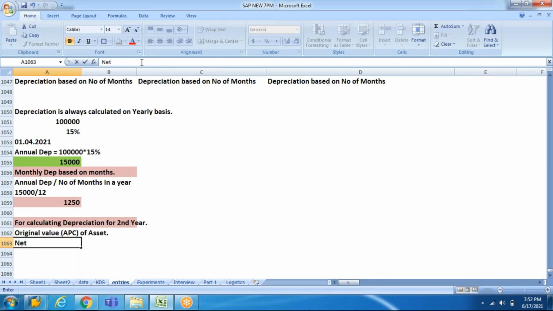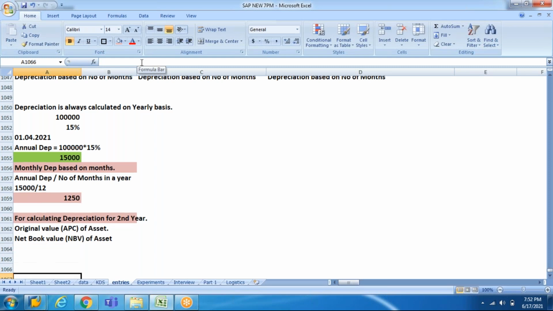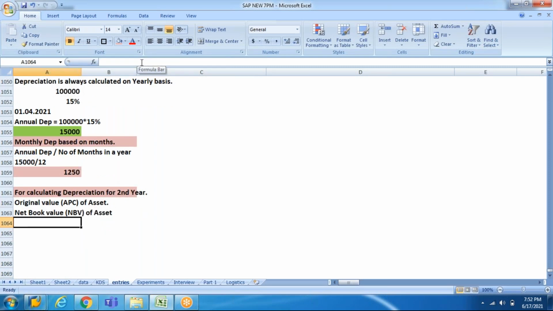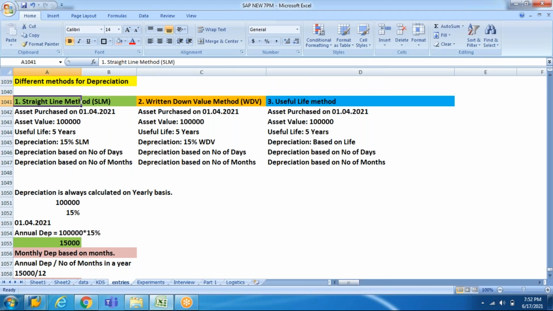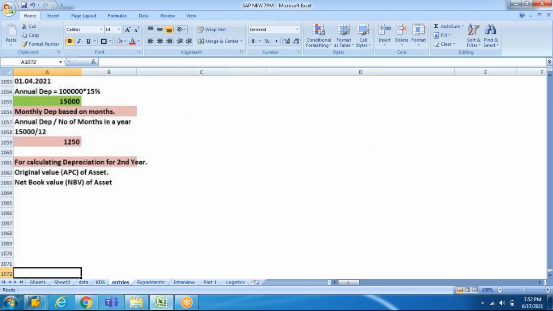And the second one is the net book value of the asset. This net book value is called NBV. Now, what is our method? Our method is SLM, the straight line method. So if our method is the straight line method, the second year depreciation must be calculated on the original value of the asset.